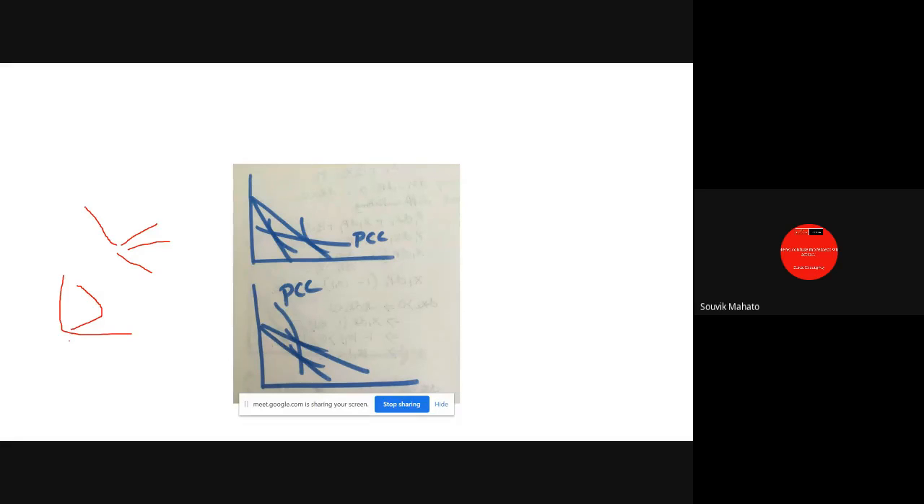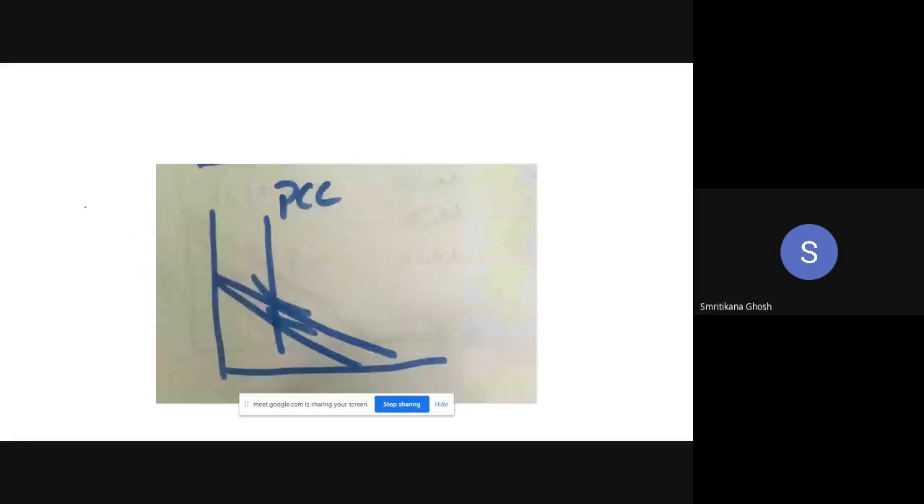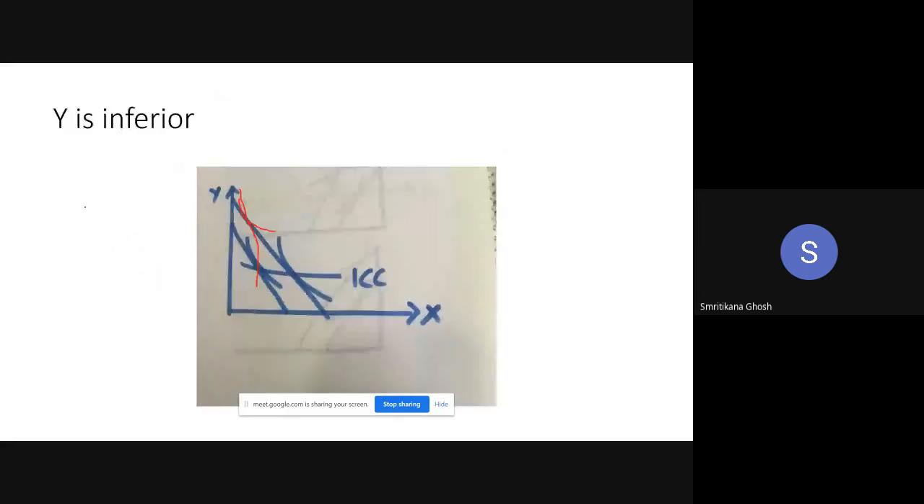Ma'am, what will happen if one good is an inferior good? No, the inferior good case you cannot explain with the help of PCC. As I said, an inferior good is related with income, so you can explain that with your ICC. Look here. This is how you can explain that Y is inferior, because the ICC is downward sloping. But with the help of PCC, you cannot explain the inferior part. You can explain whether it is maintaining the law of demand or not, whether it is elastic or inelastic. So everything is related with price, nothing related with income.